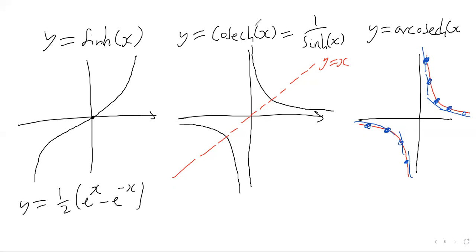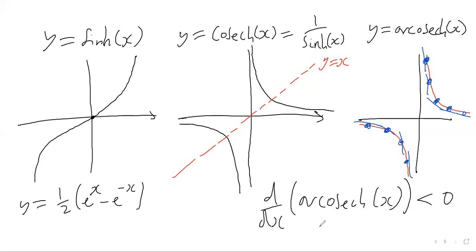So what can we tell from this? We can tell graphically that d by dx of arcosech of x must be less than 0 for all x in the real numbers. So for all real values of x, apart from 0 where it's undefined, all values of x will give a negative derivative.